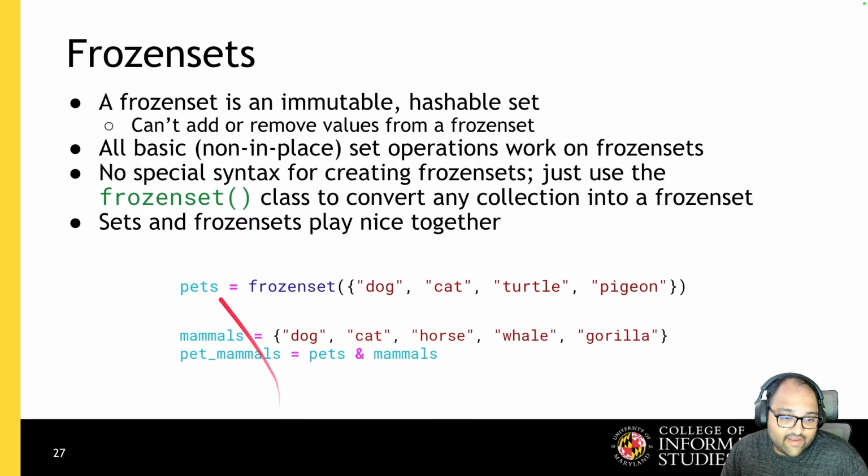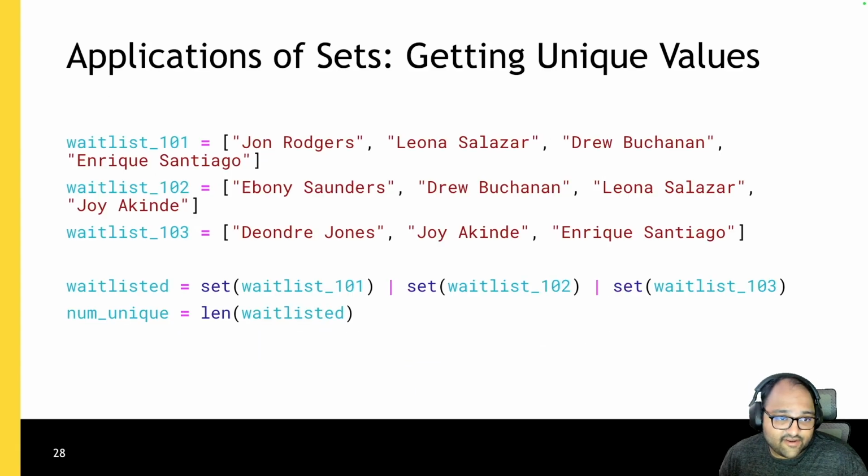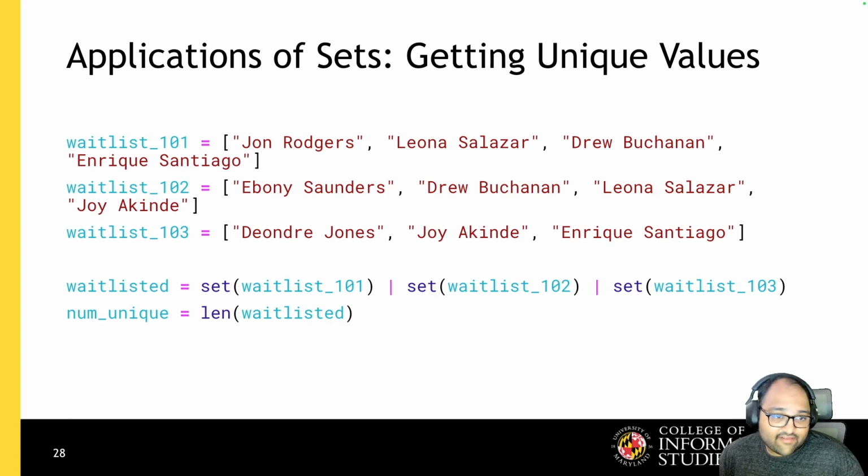So for example, you could have pets equal to a frozenset, and then mammals equal to a set, and then pet_mammals equal to pets and mammals, right? Which would get you the combination. So there are all these unique things you can do. There are a lot of great applications for sets. Sets are some of the most valuable.